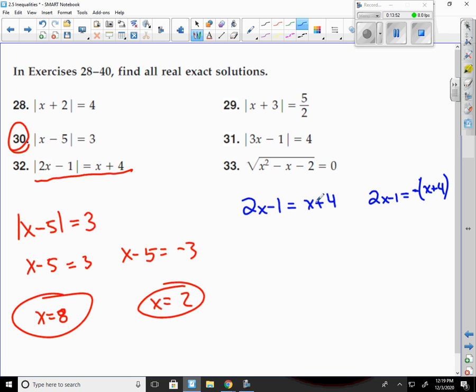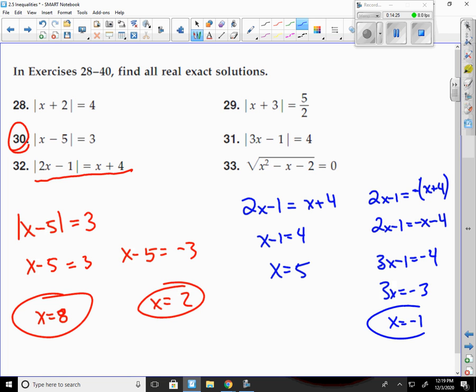Solve the left equation, subtract the x over. That's going to give us x minus 1 equals 4. Add the 1 over, x equals 5. On the right equation, 2x minus 1 equals negative x minus 4. Add that x over, gives me 3x minus 1 equals negative 4. Add the 1 over, 3x equals negative 3. So x equals negative 1.